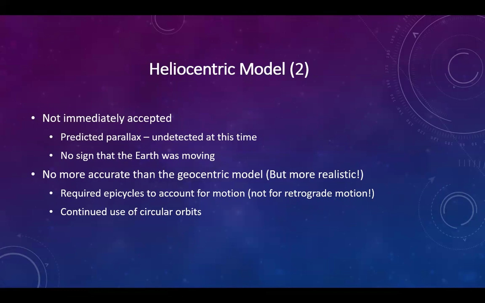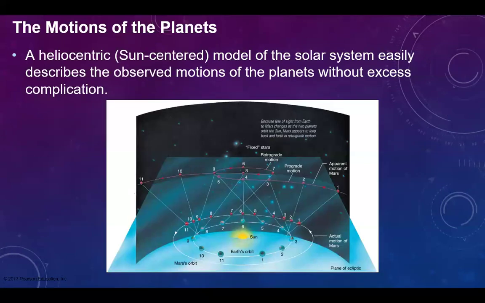And lastly, because Copernicus stuck with circles, it wasn't any more accurate than the geocentric model. It was more realistic, but it still required epicycles to account for motion, just not for retrograde motion, because they continued the use of circular orbits. And it took them a long time to get rid of that. So a heliocentric model of the solar system easily describes the observed motions of the planets without excess complications. The issue is the details.